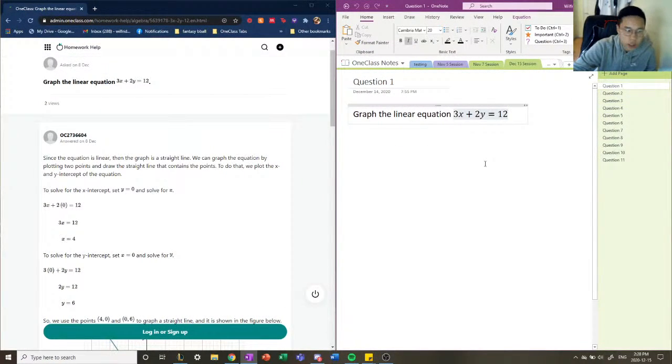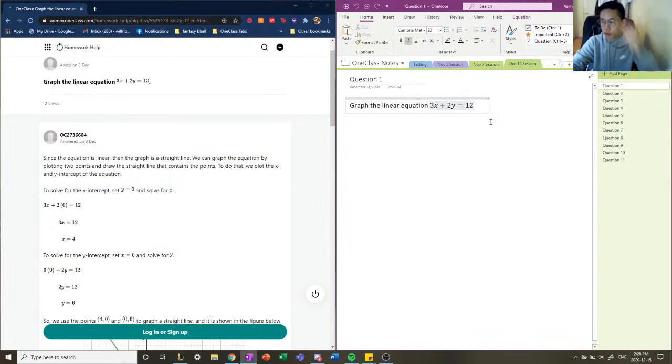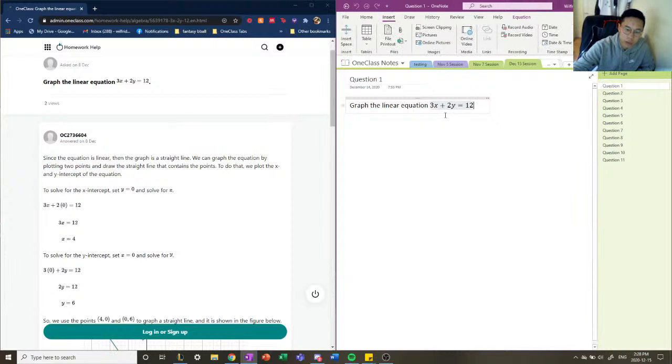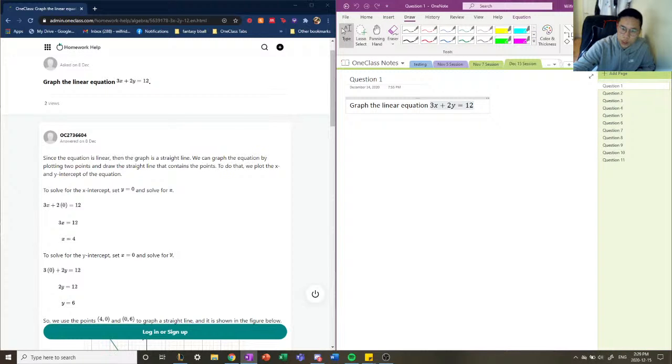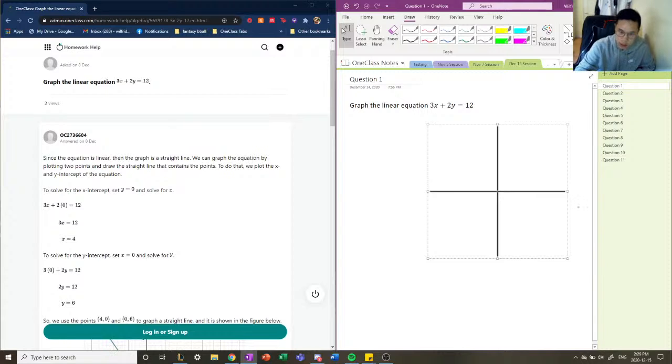Okay, so the first question reads: graph the linear equation 3x plus 2y equals 12. When it asks us to graph a linear equation, it asks us to interpret this line equation that we're given and put it onto a Cartesian plane. So we're going to first set up our Cartesian plane, and as usual, we're going to label the axes here. So this is the x-axis and the y-axis.